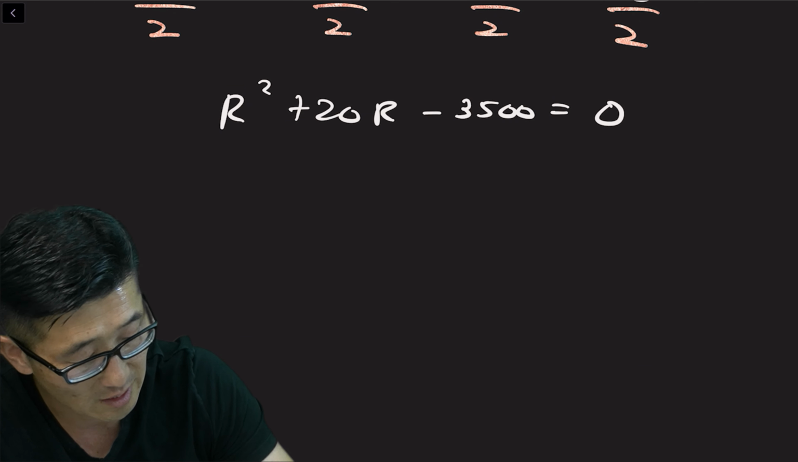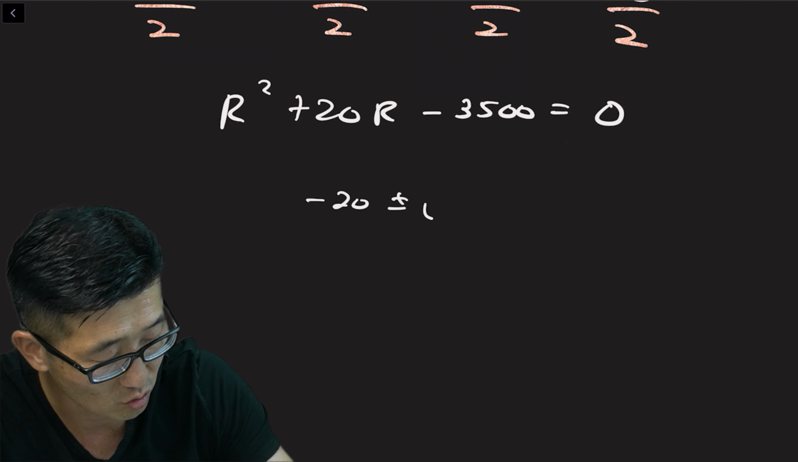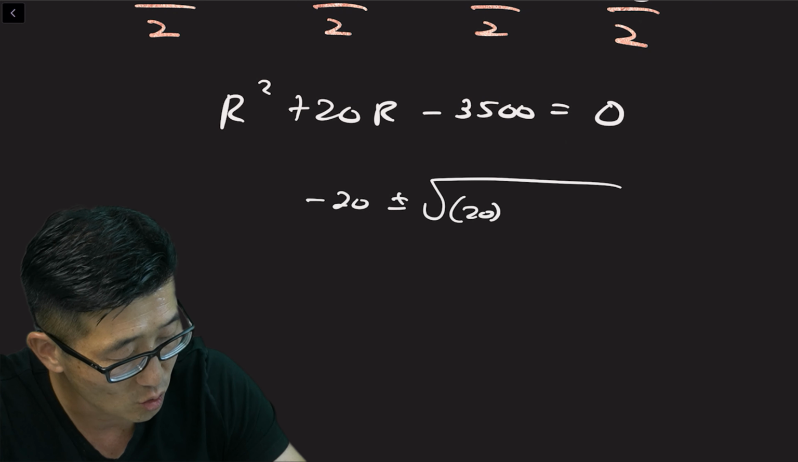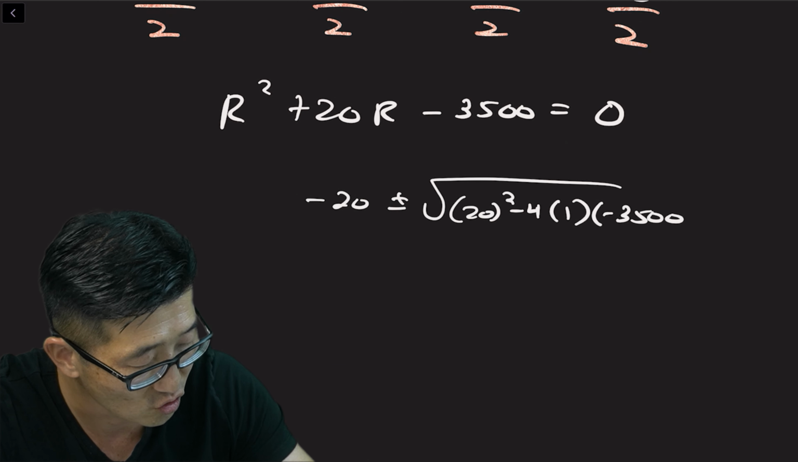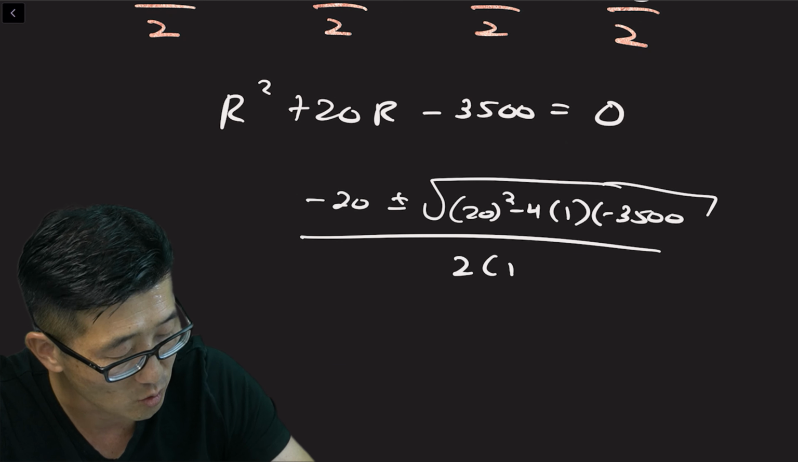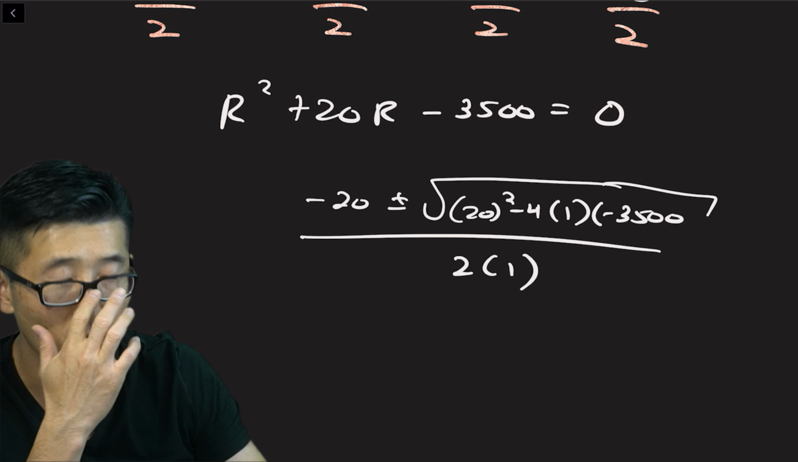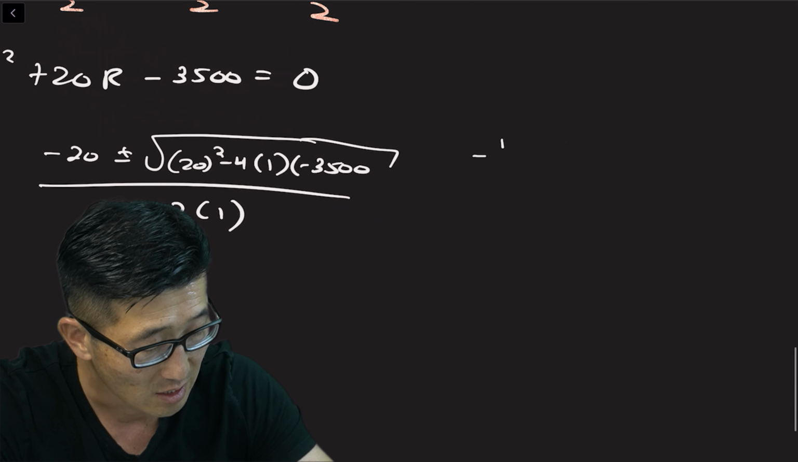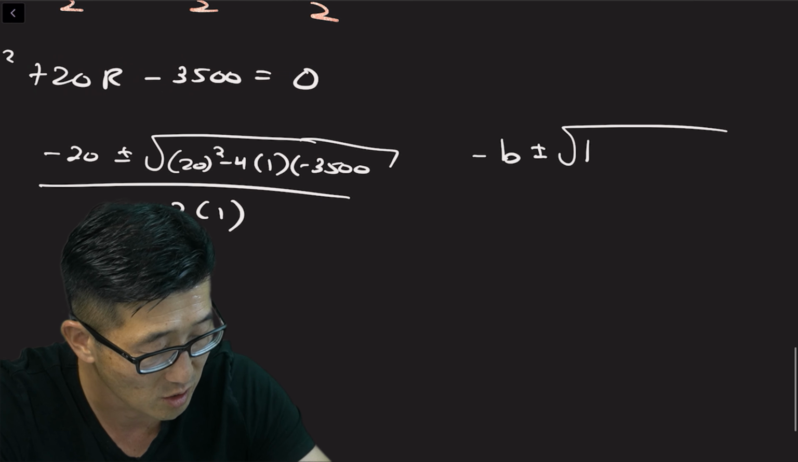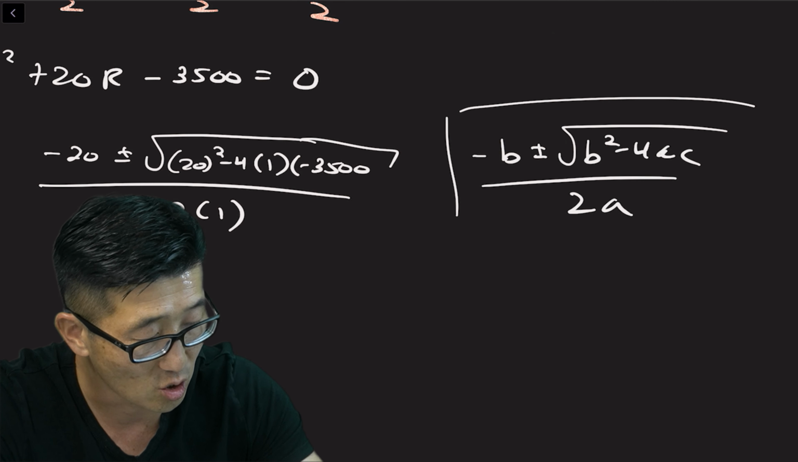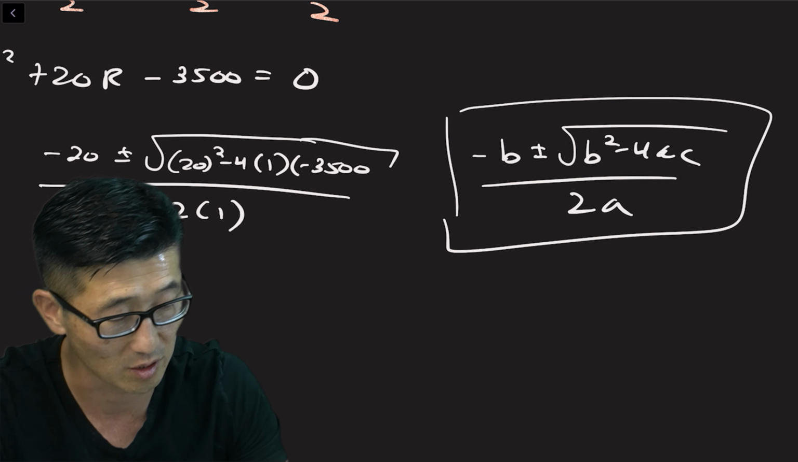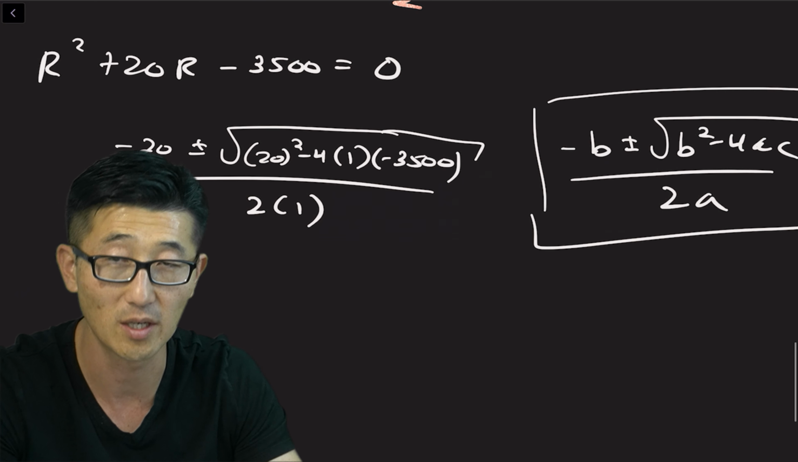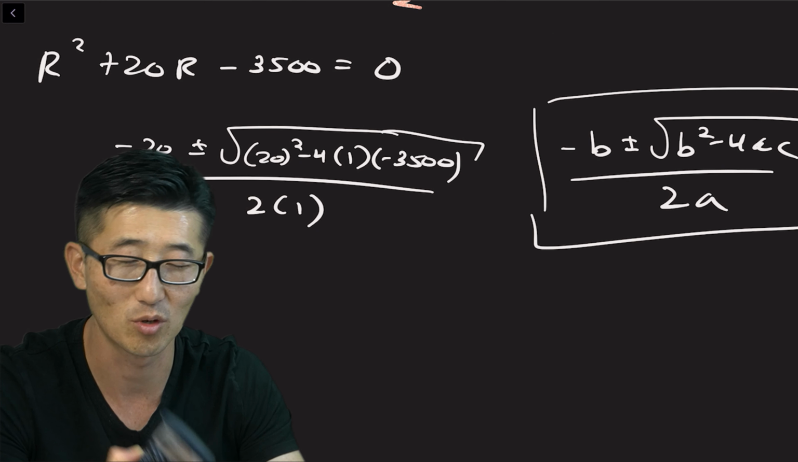So this would be negative 20 plus or minus the square root of 20 squared minus 4 times 1 times negative 3,500, all over 2 times 1. If you don't know this, you need to memorize it. This is the quadratic formula: negative b plus or minus the square root of b squared minus 4ac, all over 2a. This is the go-to formula for any quadratic equation that you can't factor out simply. I know the numbers look pretty big, but the calculator will do all the work for you.